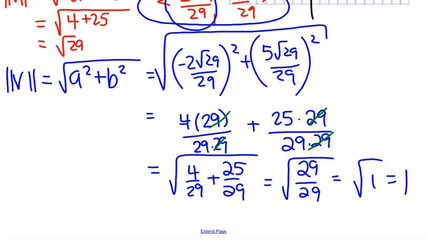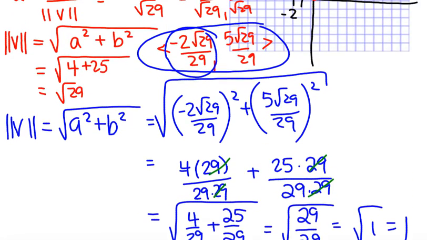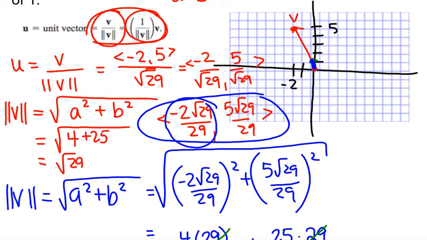So we've now just shown that this unit vector here in the red, I'll just highlight it again, here's our standard unit vector of 1 length in the same direction as our vector v. It's just shortened up.